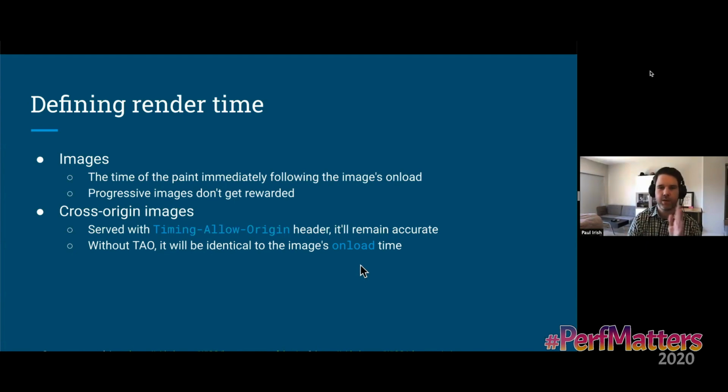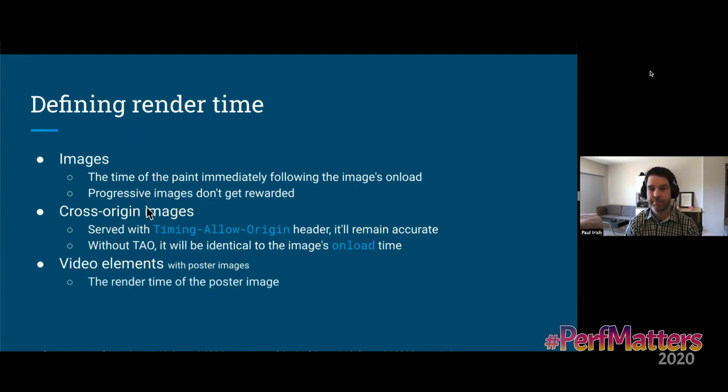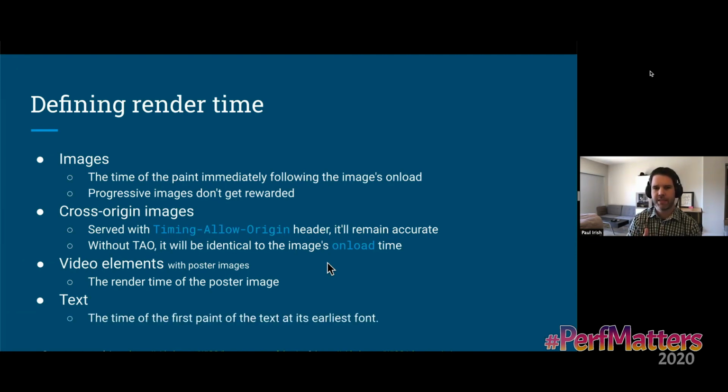So the difference between the onload time and the paint time, we're talking about somewhere between 5 and 50 milliseconds-ish normally. So it's not a huge difference, but accuracy is great. And so the more accurate, that's certainly what we want. All right, so that covers images. Video elements, again, like I said, they have to have a poster image. And if it's a poster image, it's an image. And so it just follows the exact same rules that are defined right here. So that's pretty straightforward.